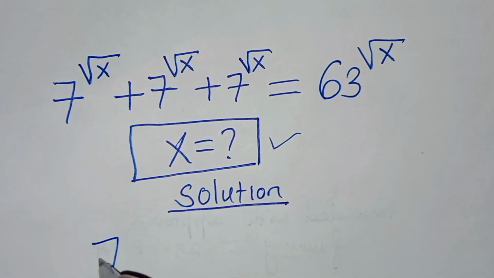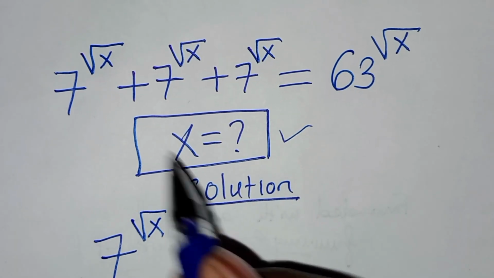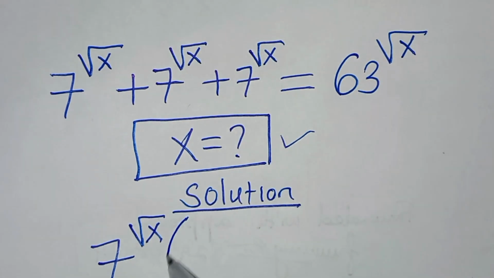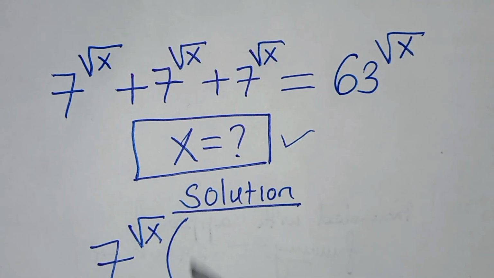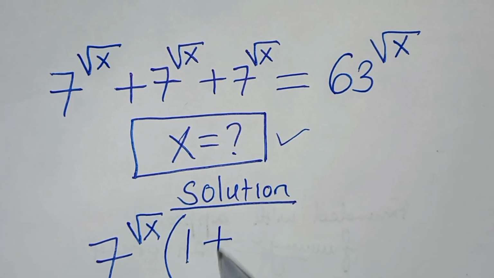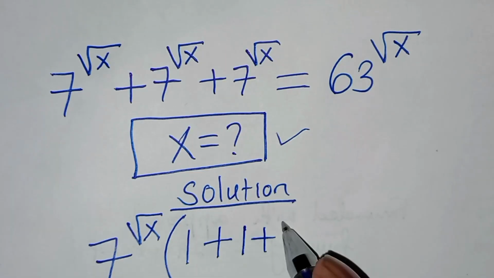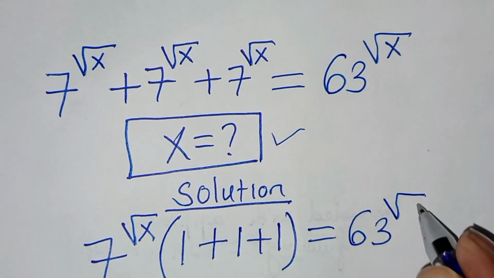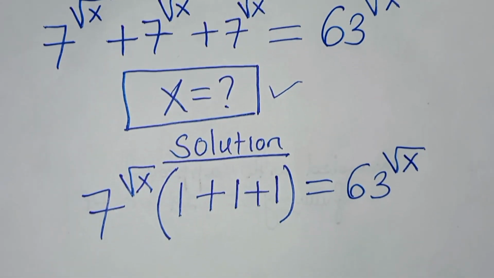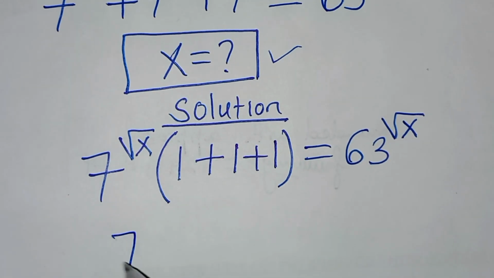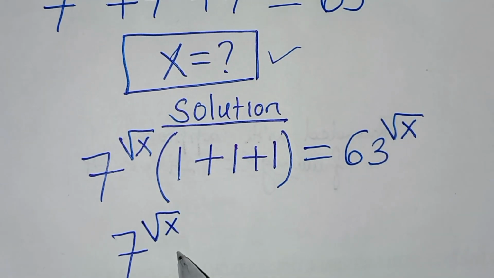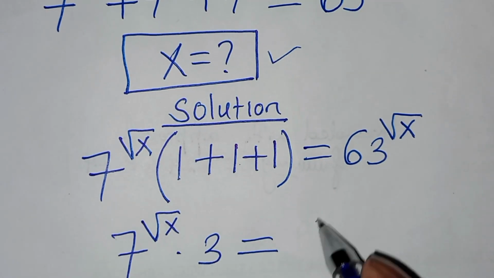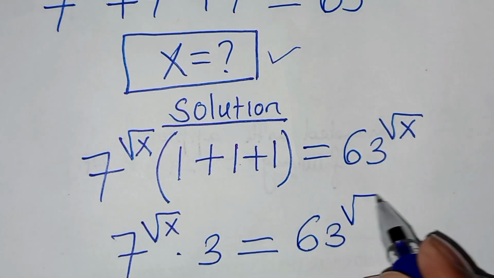we have 7 raised to the power square root of x, which is actually common here. So we can factor out 7 to the power square root of x, so that here we'll have 7 raised to the power square root of x divided by 7 raised to the power square root of x. This is 1, plus 1 plus 1. This is equal to 63 raised to the power square root of x. Now the next step is that we have 7 raised to the power square root of x multiplied by 1 plus 1 plus 1. This is 3. This is equal to 63 raised to the power square root of x.